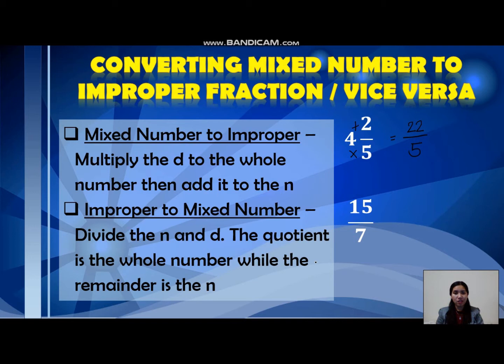Next, we have improper to mixed number. So to do this, we'll just simply divide the numerator and the denominator. So 15 divided by 7 gives us 2. 7 times 2, we have 14. Subtract, we'll have 1. The whole number is the quotient, which is 2. The numerator is our remainder, which is 1. And we'll just simply copy the denominator, which is 7.